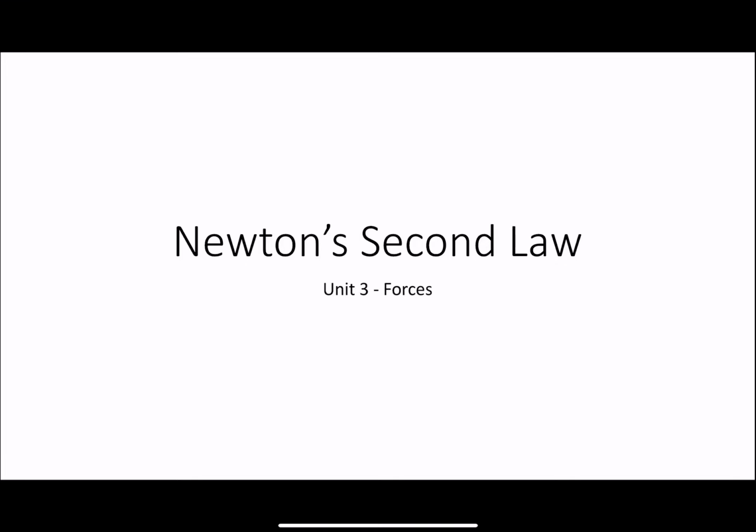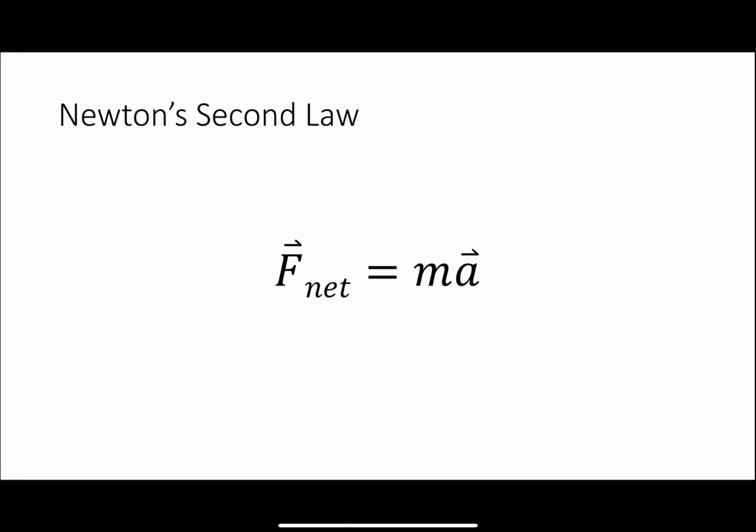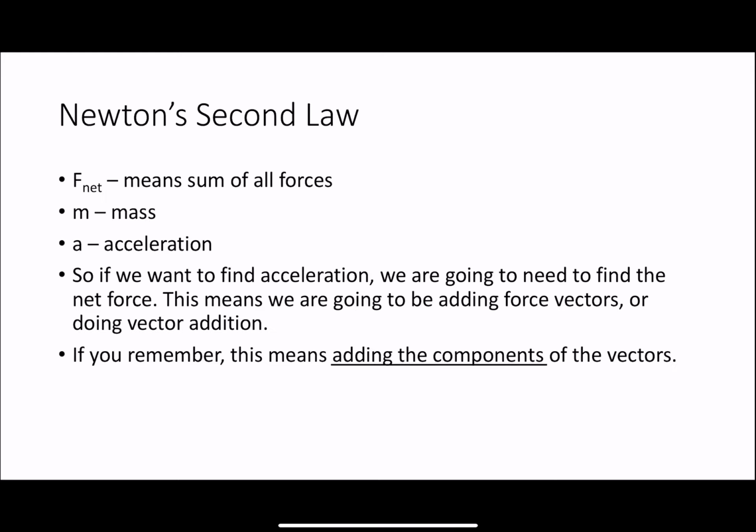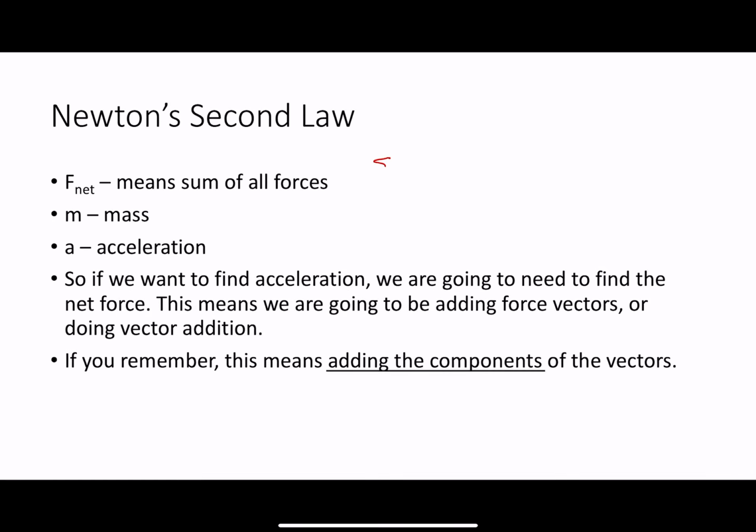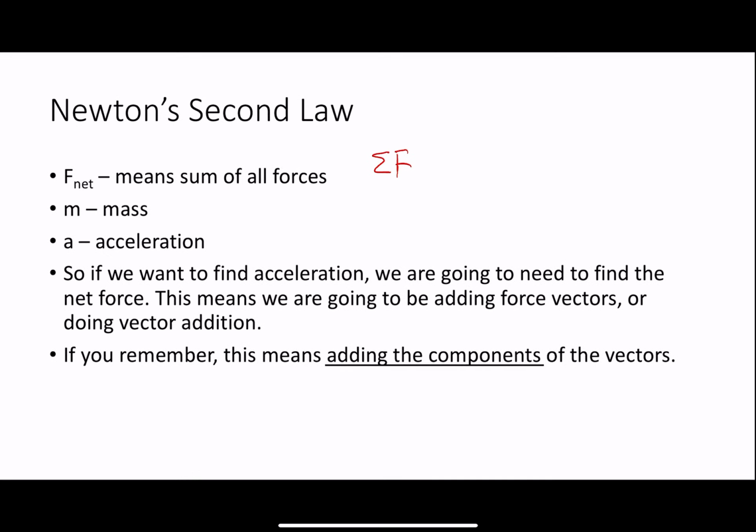Let's do Newton's second law. Newton's second law says F net equals ma. You remember from last time that F net means the sum of all the forces. We have another way of writing this. We write the sum of the forces like that sometimes. So F net can also be written like that.